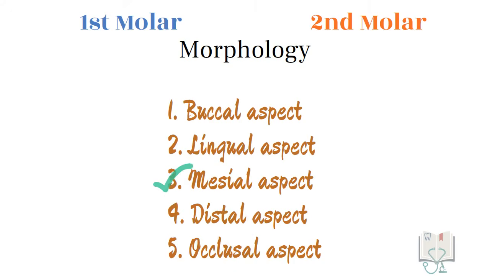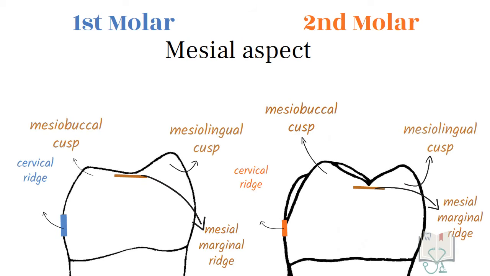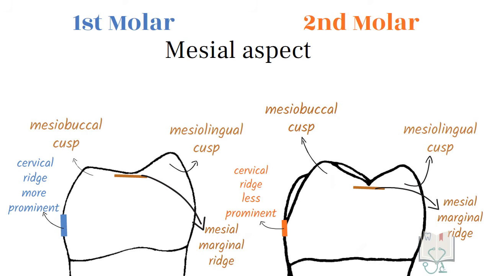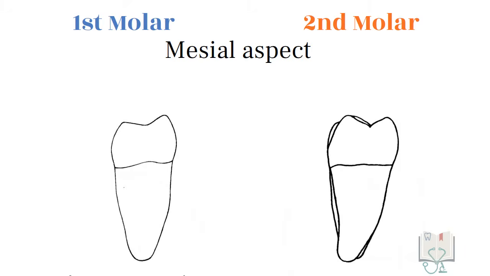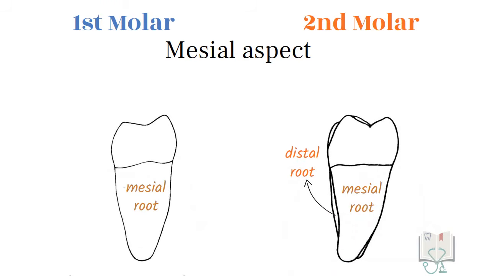Next, mesial aspect. From mesial aspect, the only difference in crown is that in first molar, the cervical ridge is more prominent than in the second molar. Coming to the root, in first molar, only the mesial root is visible, whereas in second molar, mesial root and partial distal root can also be seen.